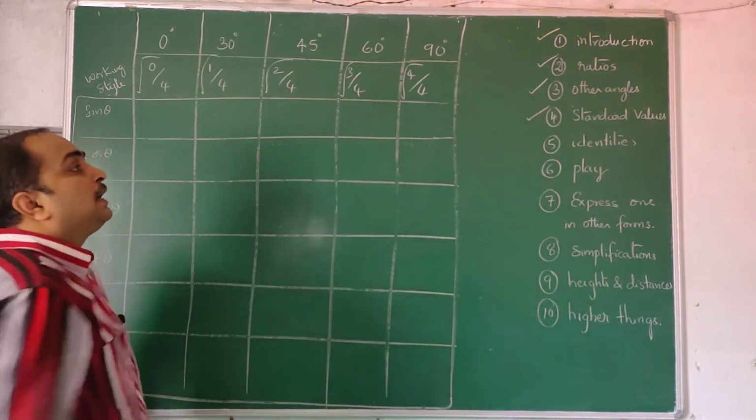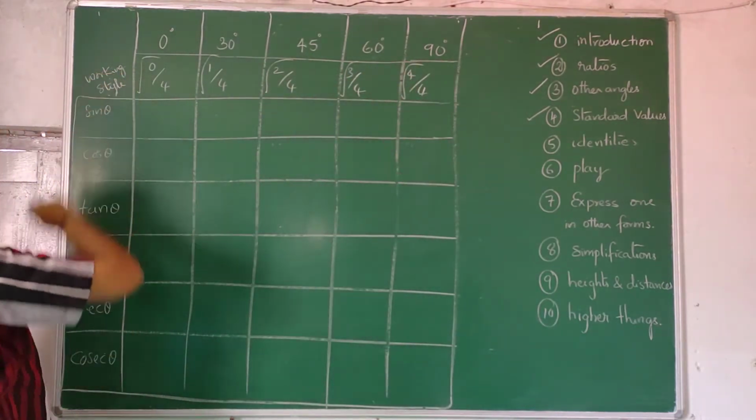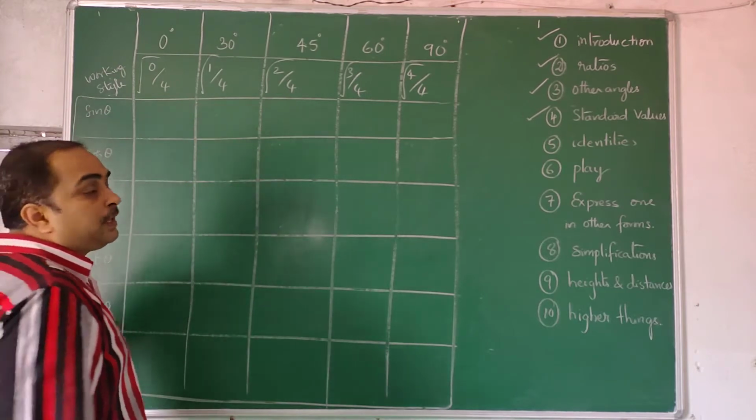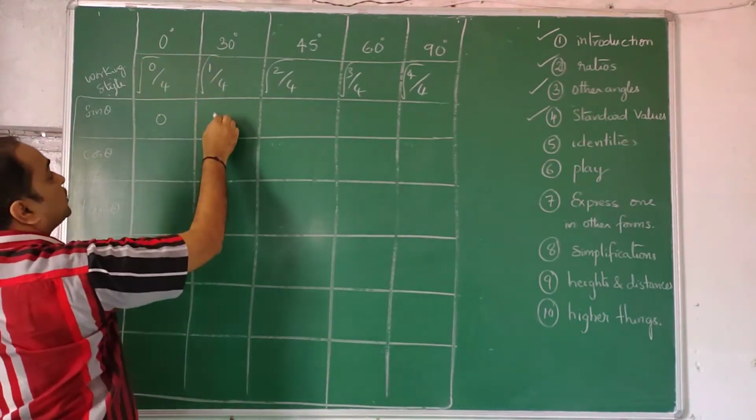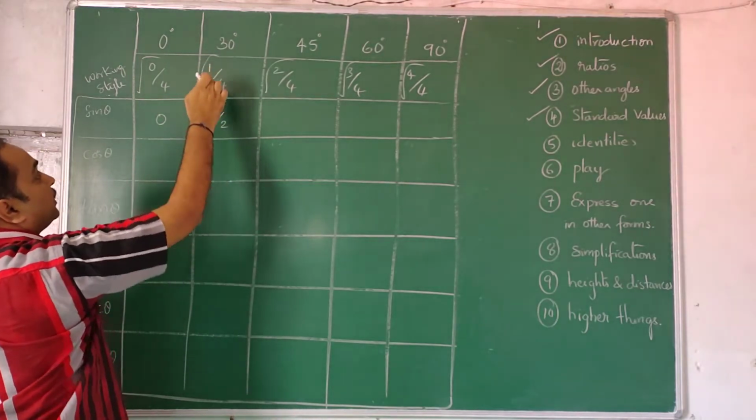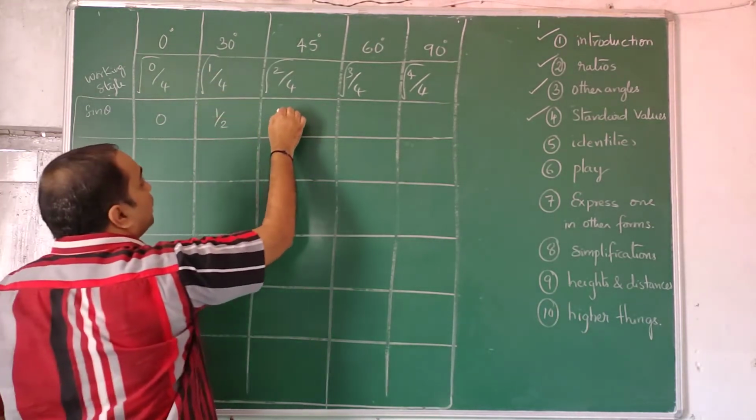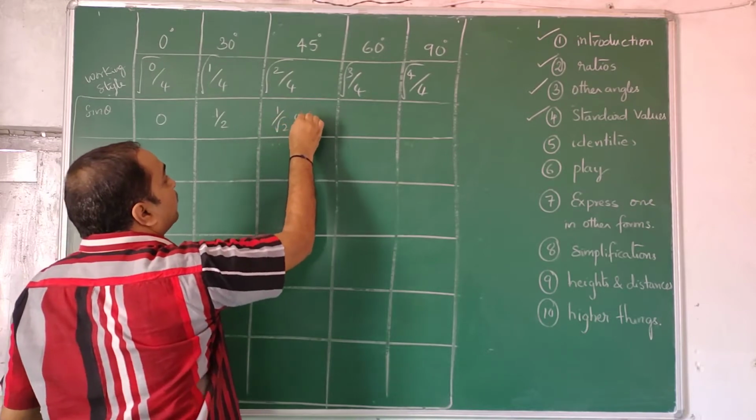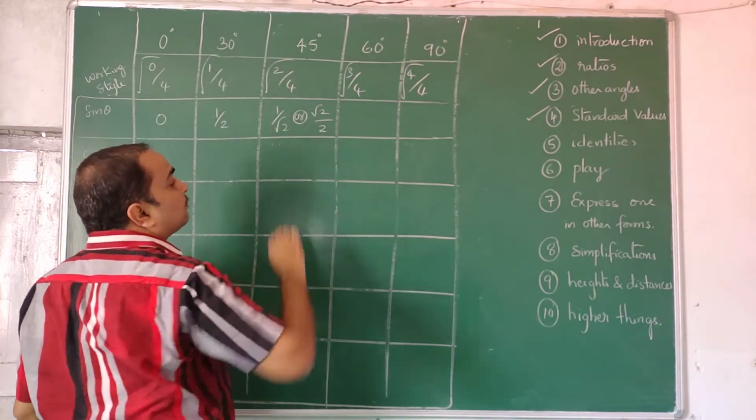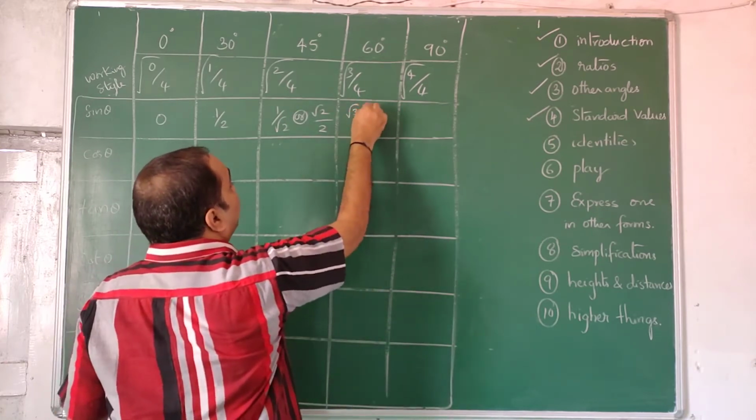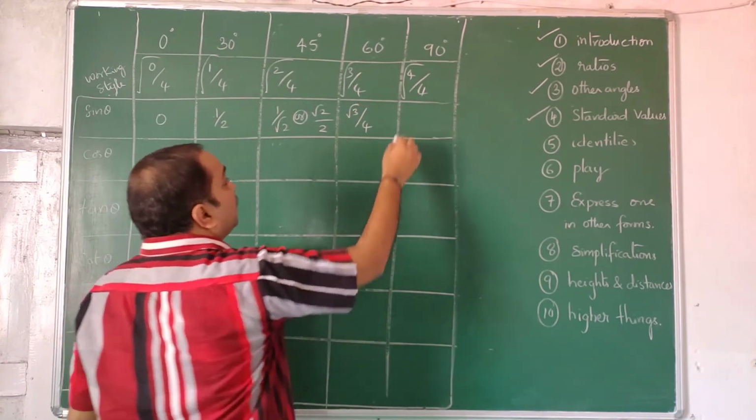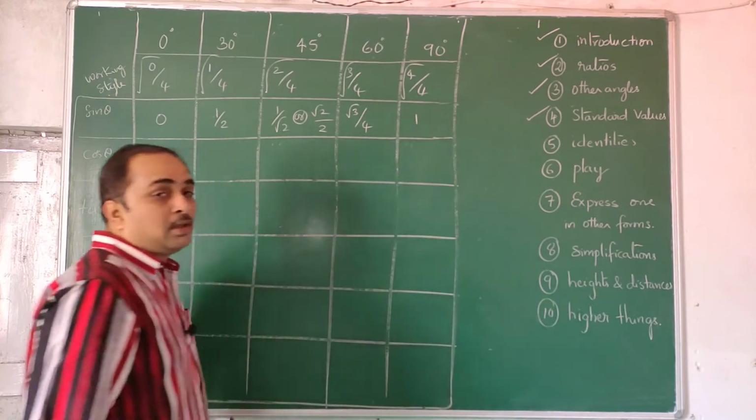Now first we got the sin theta values for this. The working style is this: 0, 1, 2, 3, 4. Divide with 4, take root. This is 0. 1 by 4 is 1 by 2. Root 1 is 1, root 4 is 2. So 1 by root 2, or we have root 2 by 2. According to the requirement, we use the rationalized value. Root 3 by 4. Root 4 by 4 is 1.